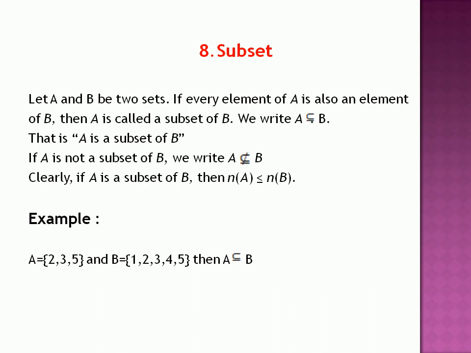Clearly, if A is a subset of B, then n(A) is less than or equal to n(B). The number of elements of A will be less than or equal to that of B. Example, A equal to {2, 3, 5} and set B equal to {1, 2, 3, 4, 5}. Then A is contained in B. All the elements in A are in the set B.